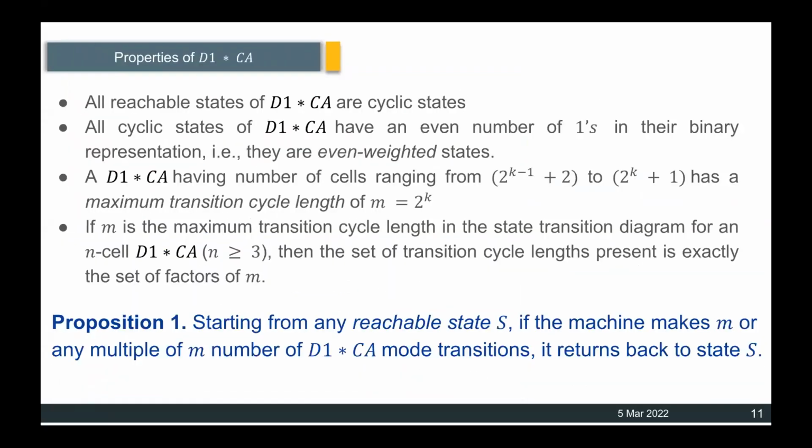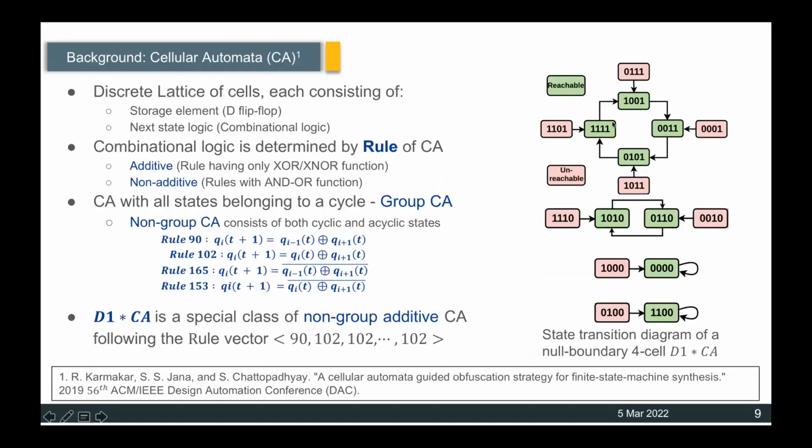Before I go into the scheme, let us take a quick look at some of the properties that were established in prior work. I will just quickly mention some of the important ones. First of all, if I take the D1* CA, then all the reachable states are cyclic states, and in particular, the cyclic states are those which comprise an even number of ones. That means they are even-weighted states. And this you can observe: you can see that all these cyclic states have even weights.